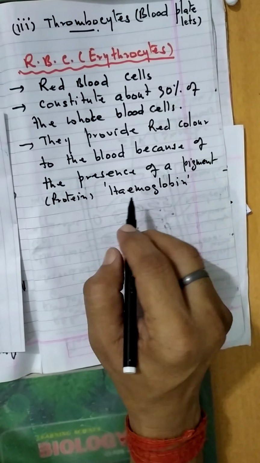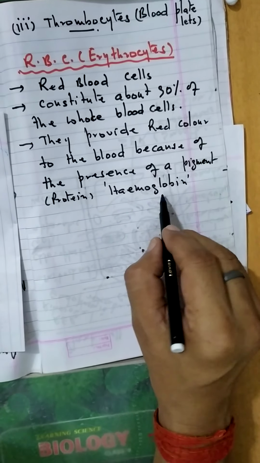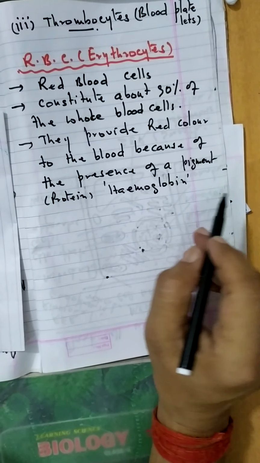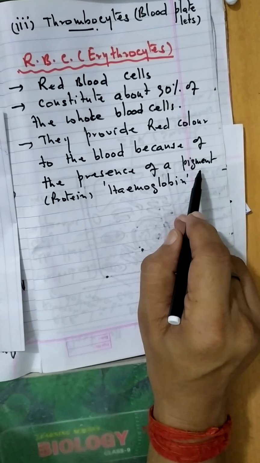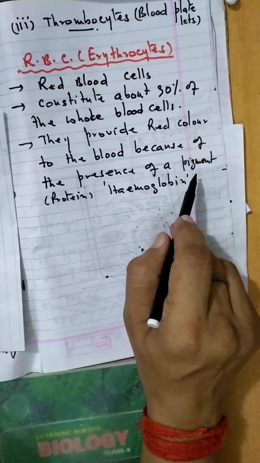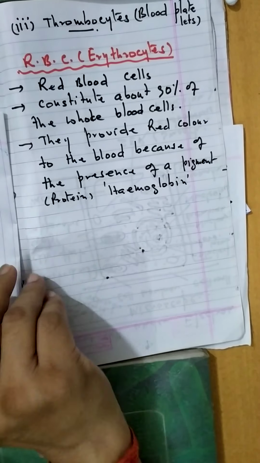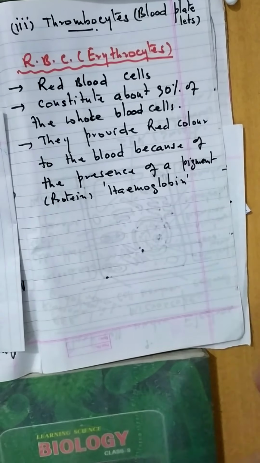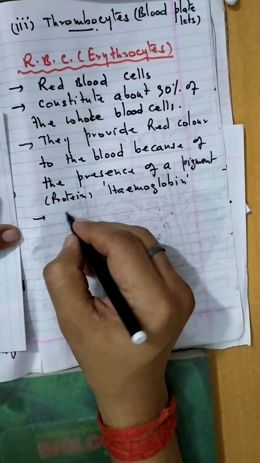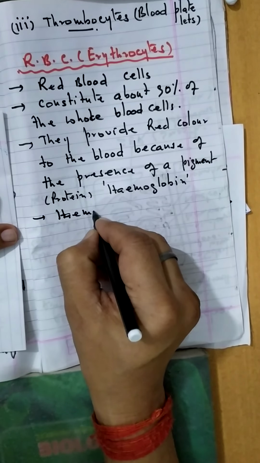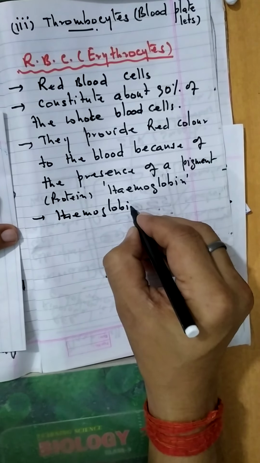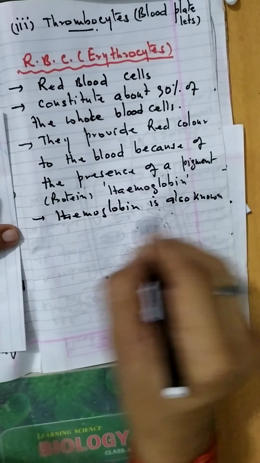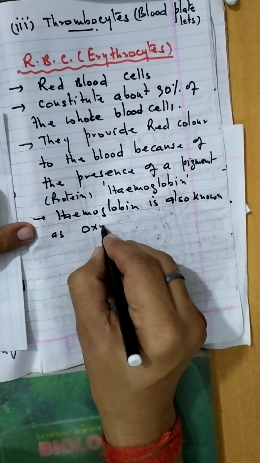In higher classes you will study that heme means iron and globin means protein. So it is a special pigment. Like in plants, the pigment chlorophyll is present, which gives green color to the plants. Here hemoglobin is a pigment which provides red color to the blood. Hemoglobin is also known as oxygen carrier.